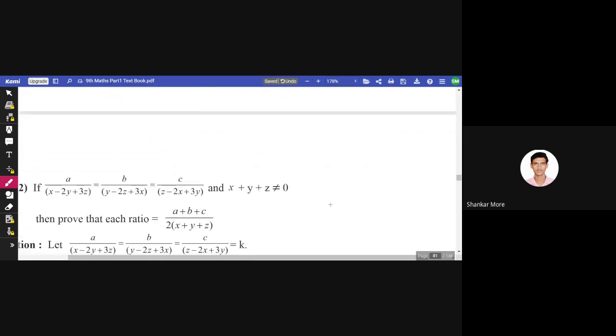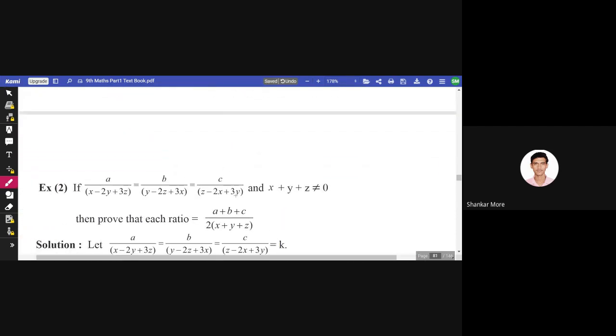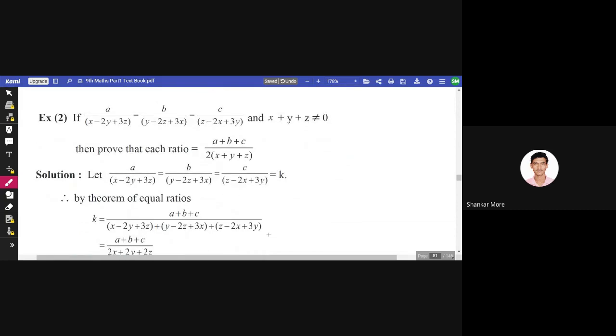Now we have a next example, which is a very interesting example. So see, if a divided by x minus 2y plus 3z is equal to b divided by y minus 2z plus 3x is equal to c divided by z minus 2x plus 3y, and x plus y plus z is not equal to 0, which is given, then prove that each ratio is equal to a plus b plus c divided by 2 into x plus y plus z. Okay, so see how we proceed with such kind of examples.